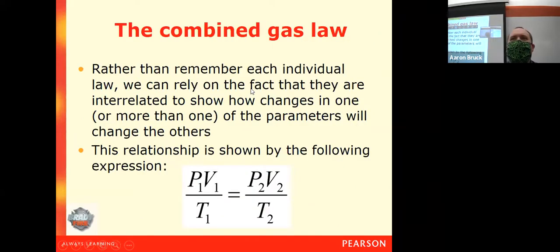But what if, for example, none of the factors were held constant? What if pressure, volume, and temperature were all changing all at the same time? Which is not as uncommon as you think.